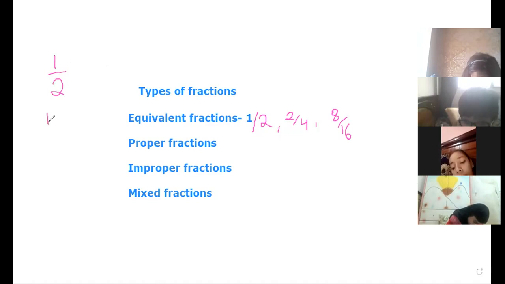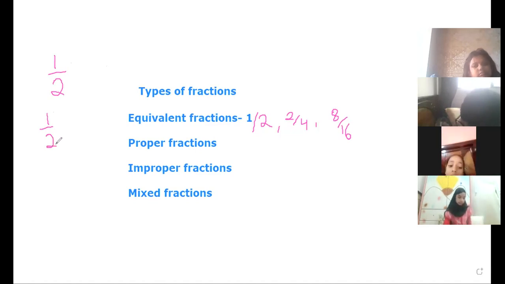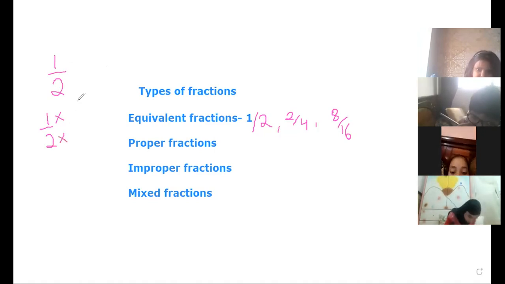I told you the trick, right? Just multiply numerator and denominator by what? By any number, but mostly we take 2. Multiply this by 2 and this by 2. What is the answer? 2/4. So 2/4 is the equivalent fraction of 1/2.